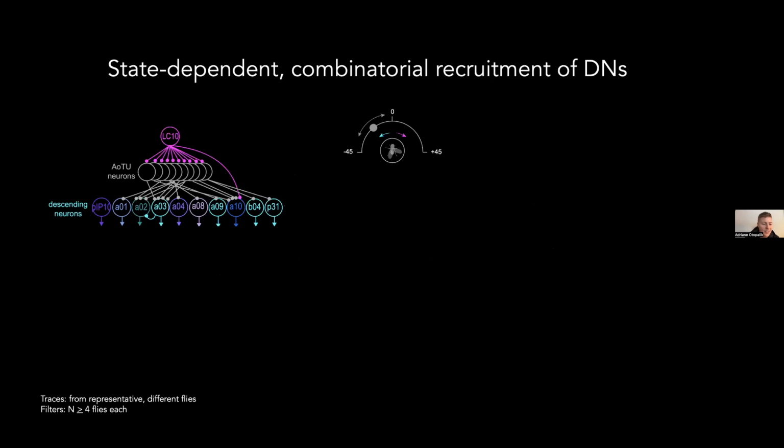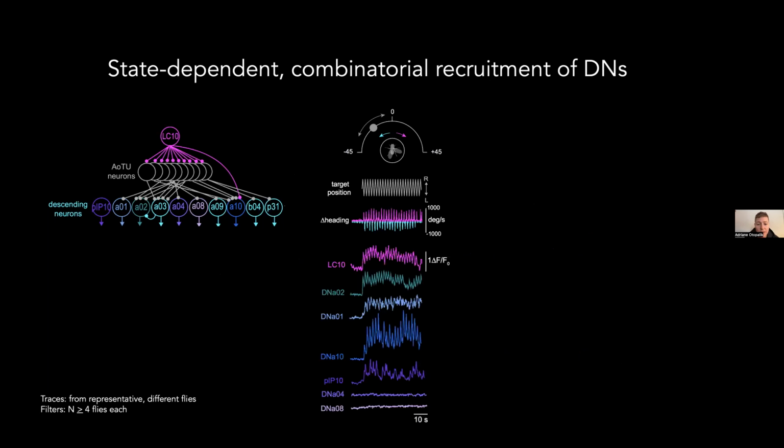So using this system, I've been able to record from this wide variety of descending neurons downstream of LC10A. I'm just going to show you examples of what those look like. When the target turns on, the male begins to track that target. We see LC10 is on, and then in different animals, we can appreciate that these many different descending neurons also turn on. But although all of these neurons are, based on the connectome, downstream of LC10, we see that not all of them are actually activated during this visually guided pursuit.